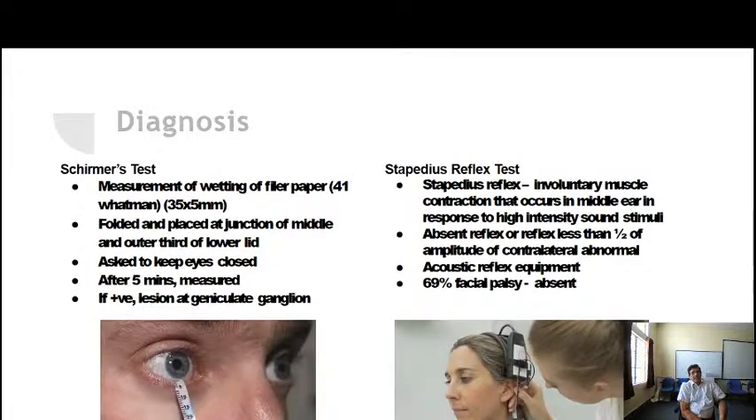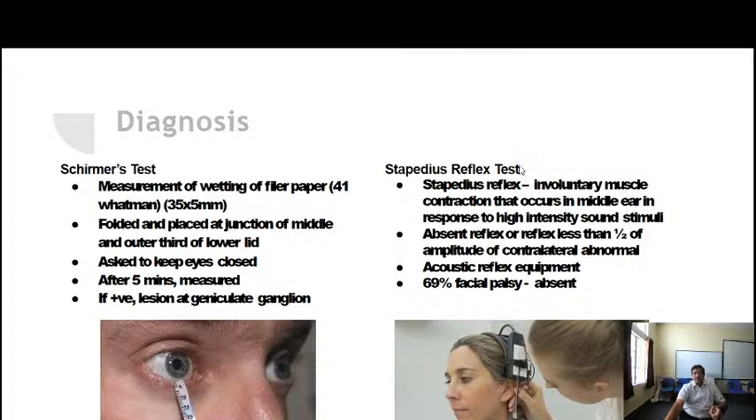Then you have other diagnostic tests, which are called the Schirmer test, which will tell us about the amount of lacrimal secretion. Usually when there is a facial nerve palsy, there will be a decreased lacrimation, and so usually that means there is a lesion at the geniculate ganglion, where the greater superficial petrosal nerve comes out.